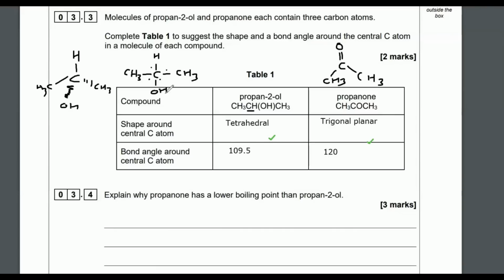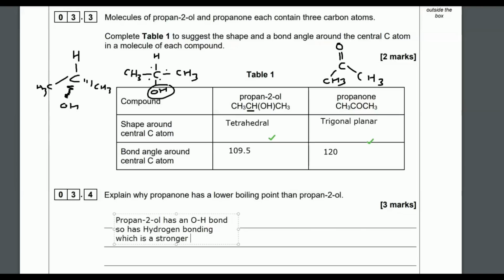Explain why propanone has the lower boiling point than propan-2-ol. 3 marks. Propanone, well, I can explain why. It's easier to explain why propan-2-ol has the higher boiling point. So propan-2-ol has the hydroxide bond, the OH bond.